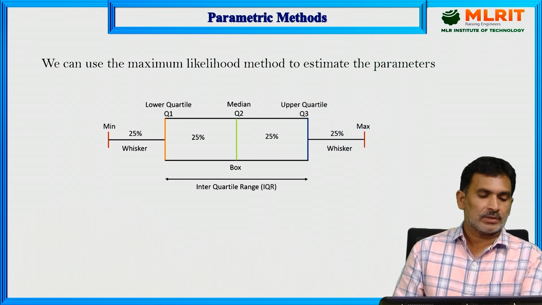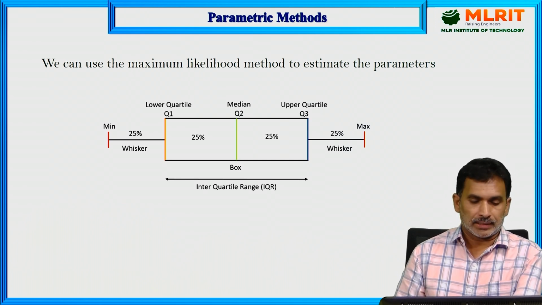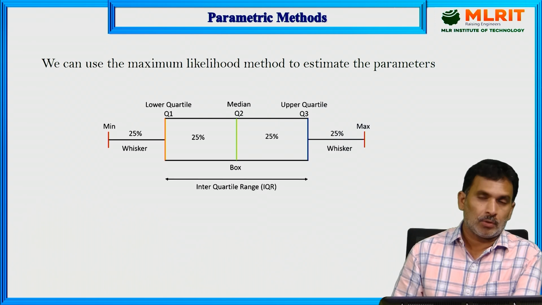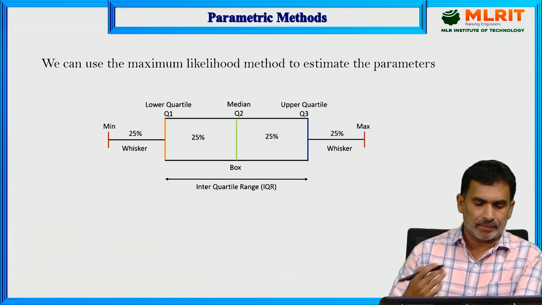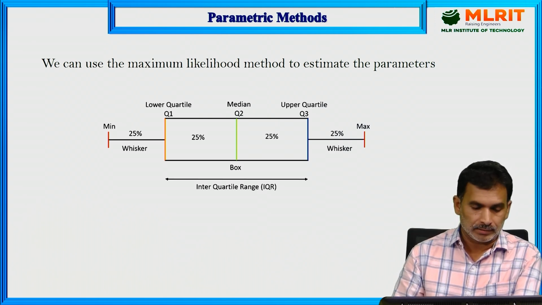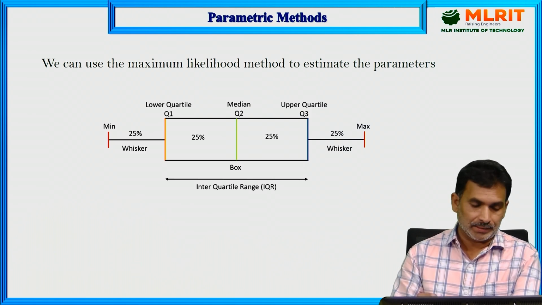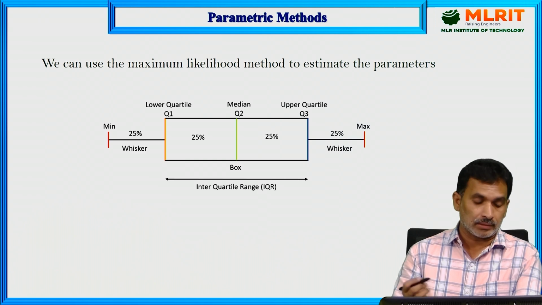And we can also use the maximum likelihood to estimate the parameters. Another is the box plot, which is used for univariate analysis, that is, detection of univariate outliers. So this is another box plot representation. Let us quickly understand what all these values are.